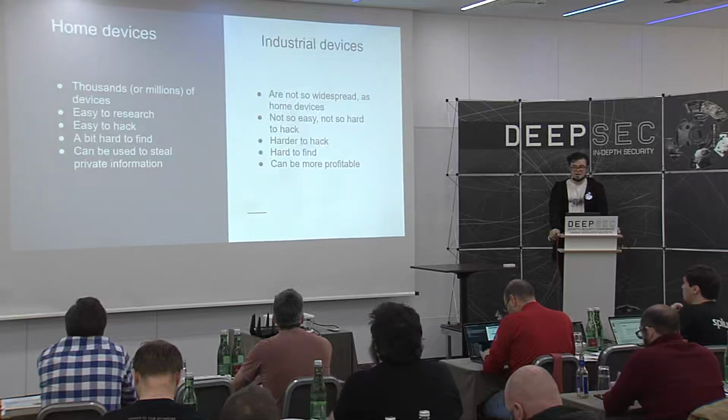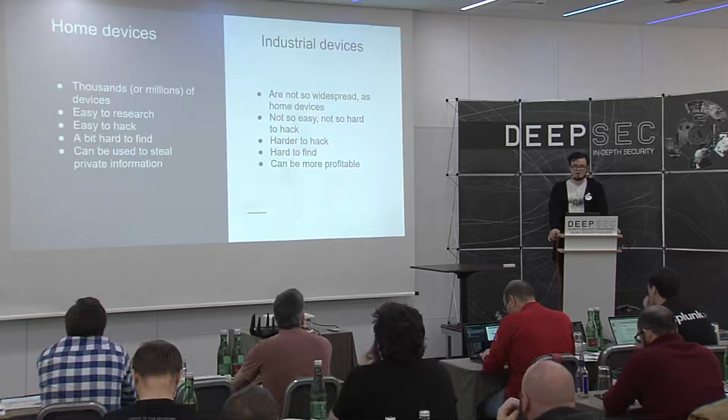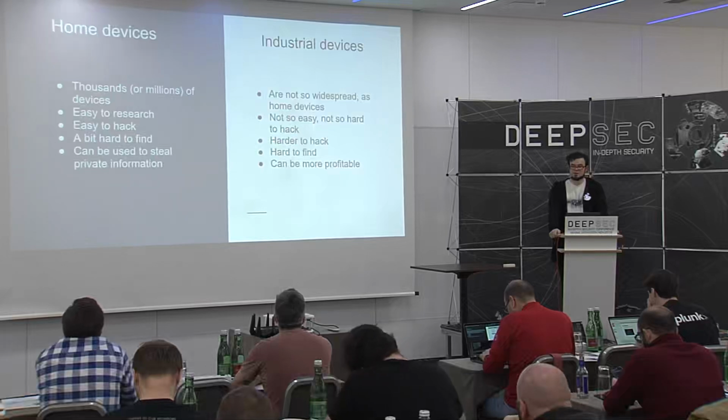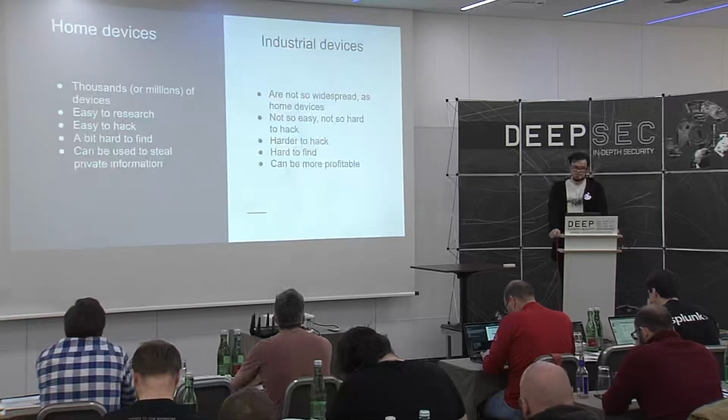They are a bit hard to find if you want to create the botnet. And this device can be used to steal private information with a microphone, for example. But also we have the industrial devices. They are not so widespread as the home devices. Maybe there are 1,000 devices, and it means that it is not so easy to find them.